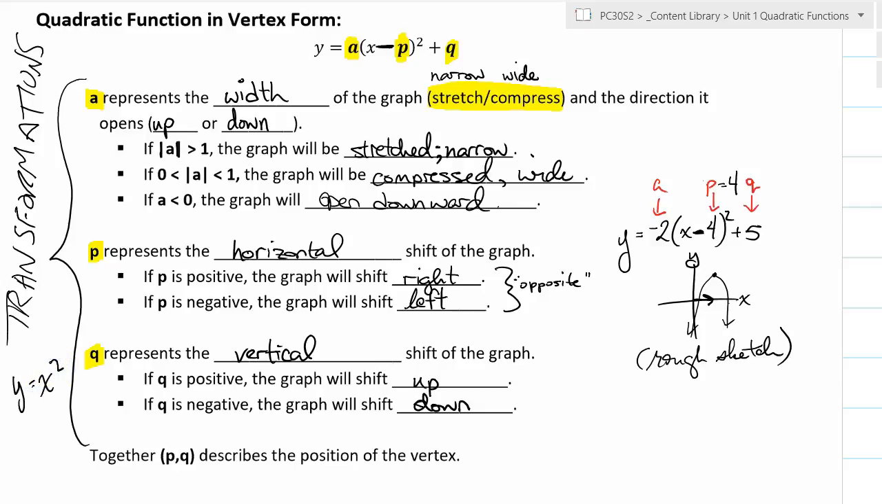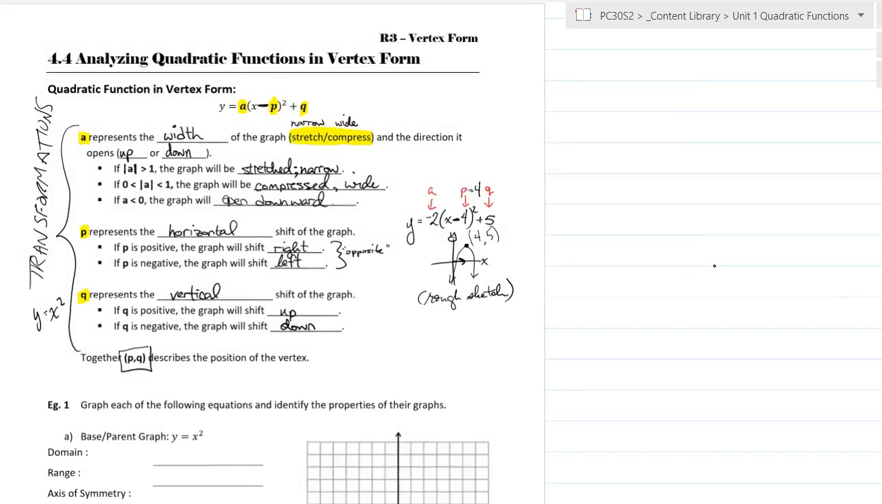Another way of looking at vertex form, and this is where it gets its name, is that P and Q, when written as a coordinate, which is down here at the bottom of your screen, represent the position of the vertex. We saw that again over here. My position here is positive 4 and 5 at the vertex, that maximum or minimum point on my parabola. So that's another way that we can use vertex form.